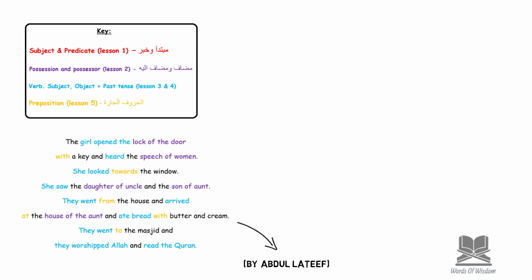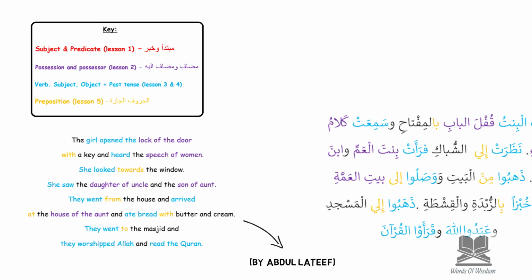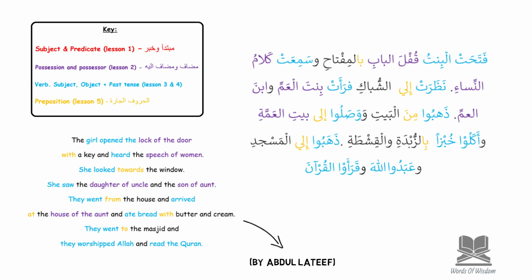They went from the house and arrived at the house of the aunt and ate bread with butter and cream. They went to the masjid and worshipped Allah and read the Quran. So, let's begin. The girl opened the lock.